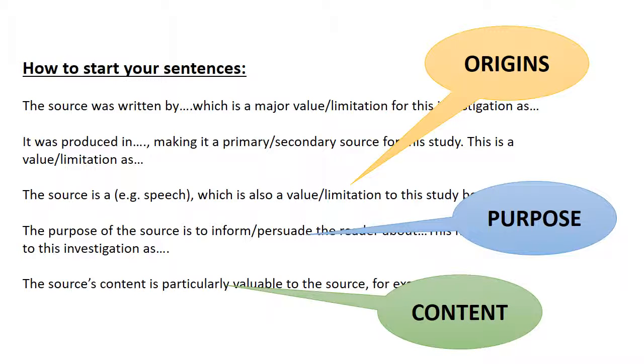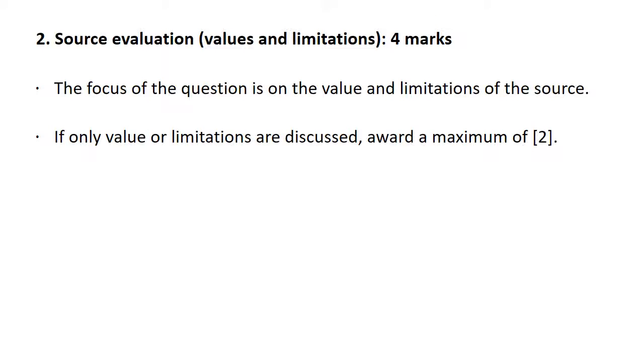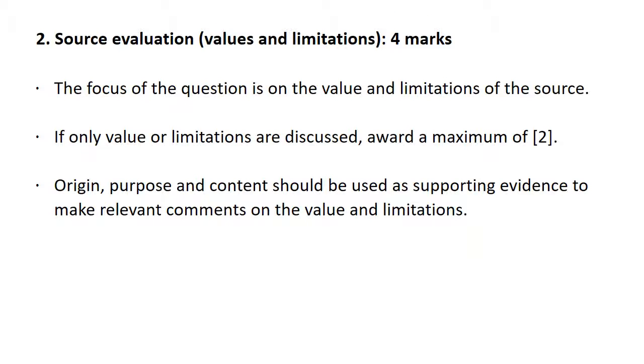Let's have a look now at the mark scheme. So the focus of the question is on values and limitations, and if you only discuss one of them, you can only get half marks maximum. To be really clear, when you're discussing the values and limitations, you must comment explicitly on the origin, purpose and content of the source. And if you write in 5 sentences about those 5 W's, you'll be doing that.